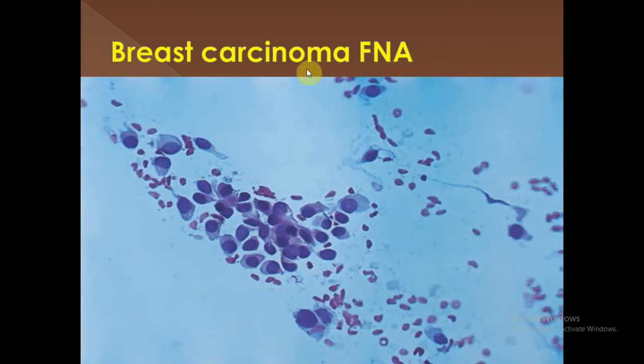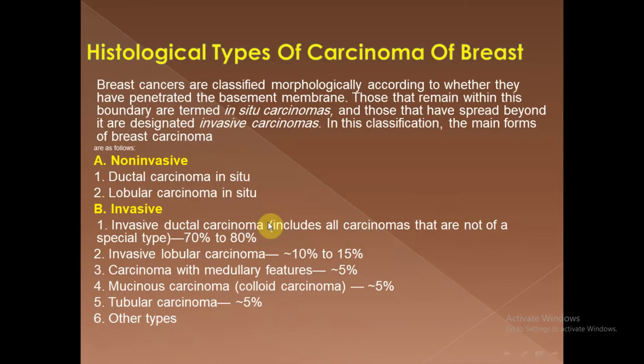This is breast carcinoma, fine needle aspiration. This is a cytology specimen. We here see clusters of malignant epithelial cells with malignant features of the nuclei. They are large, hyperchromatic, pleomorphic, with high NC ratio, and discohesive cells. We see there is loss of cohesion or adhesion between these cells. We call them discohesive cells.